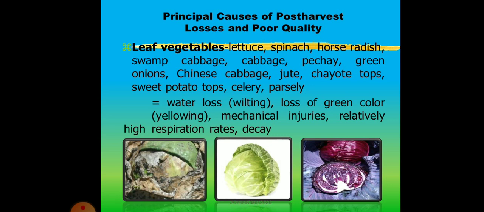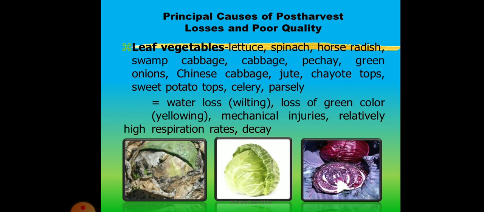Okay, how about for leaf or leafy vegetables? Leafy vegetables include lettuce, spinach, horseradish, swamp cabbage, petchay, green onions, Chinese cabbage, jute, chayote tops, sweet potato tops, celery, parsley, etc. The main problem here in the leafy vegetables is that they are enriched in moisture or water. So easily, water loss or wilting in these commodities is being considered. No? So loss of green color or yellowing, mechanical injuries, and relatively high respiration rates.